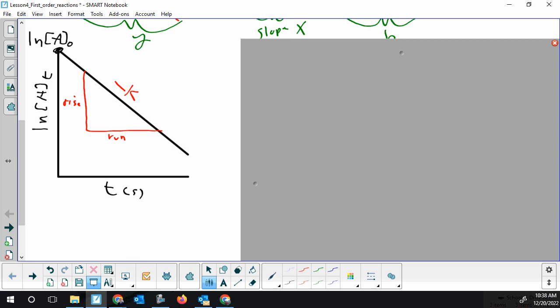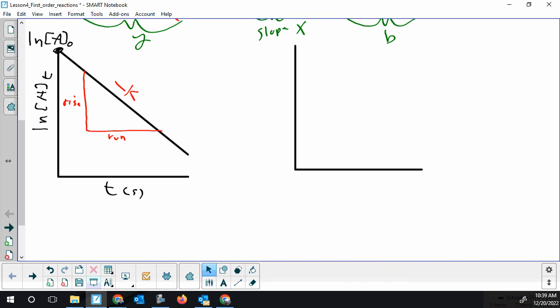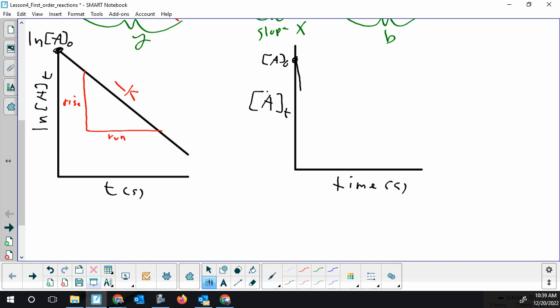If you do plot just straight up concentration versus time, so you don't take the natural log of it, you get an exponential decay. You're going to start at the initial concentration, which would just be our A0, and it's going to drop faster at the beginning because you have the highest concentration, and then the rate is going to slow down as we start running out of A, and eventually it'll go to 0.